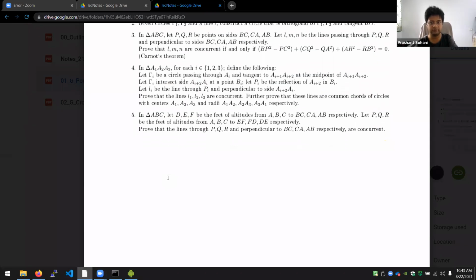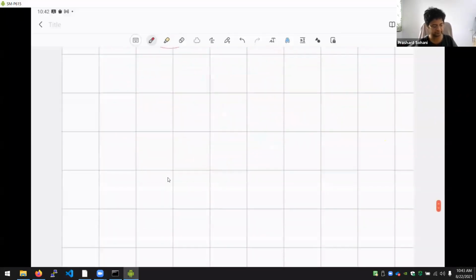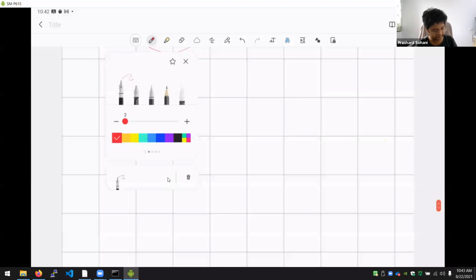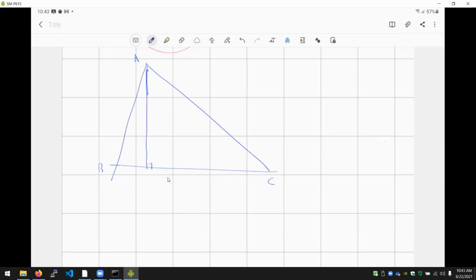Okay, question 5. Let me just quickly explain what the diagram is. By the way, Jaydeep, did you get the solution to this on your own in the meanwhile? No, sir. Okay.